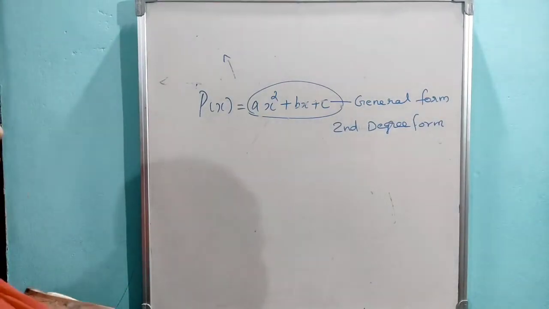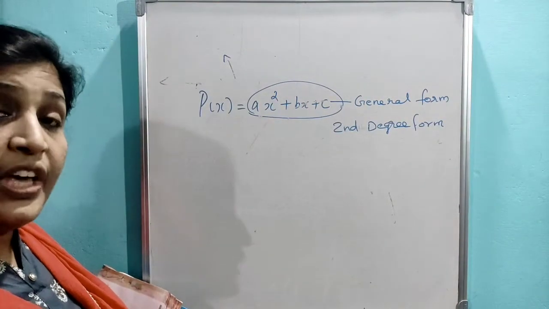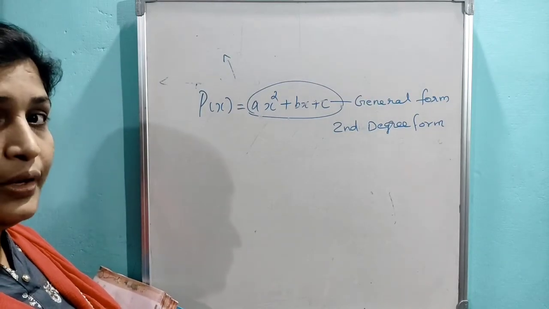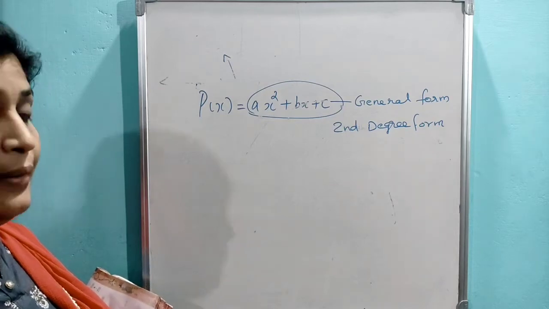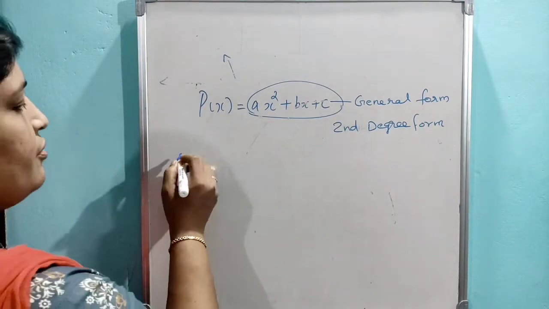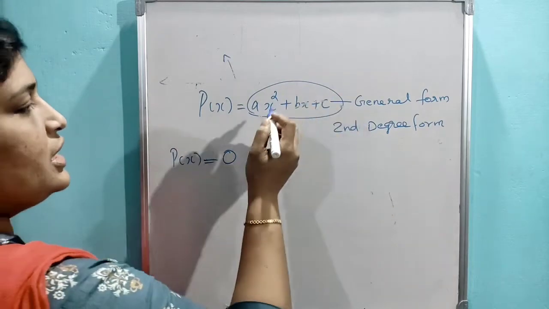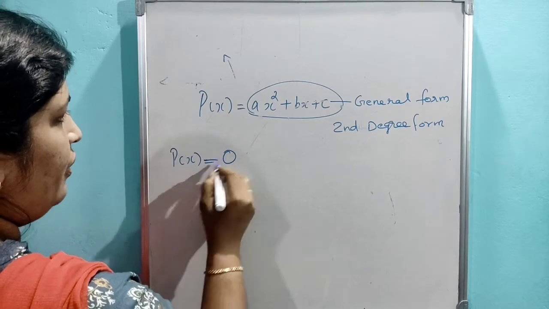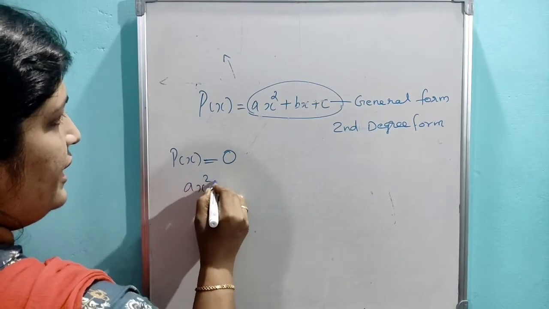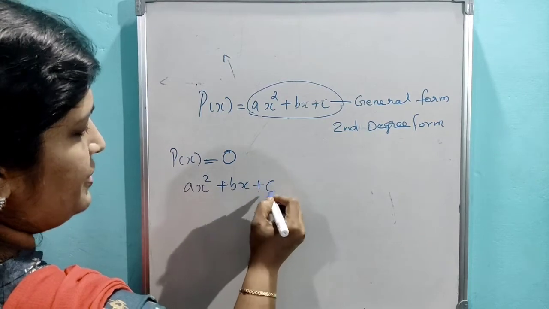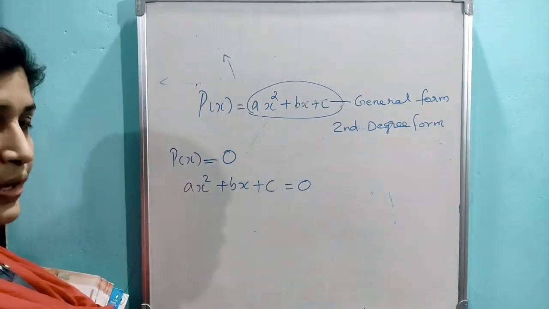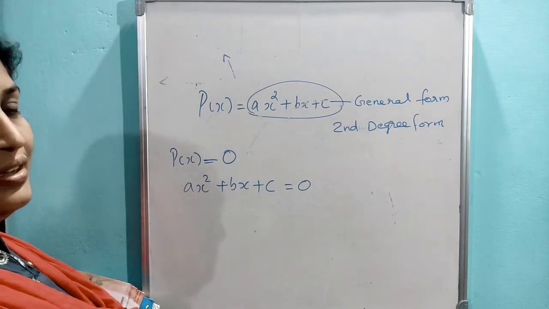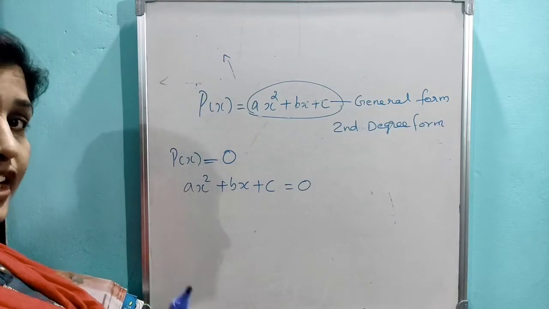Now we are going to find out the solutions, or the roots, of this polynomial. For that, the first step is to equate this polynomial with 0. So the equation is ax square plus bx plus c is equal to 0. This is a general second degree equation.